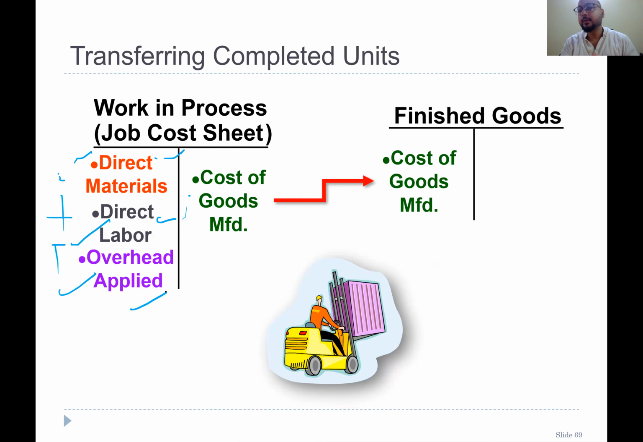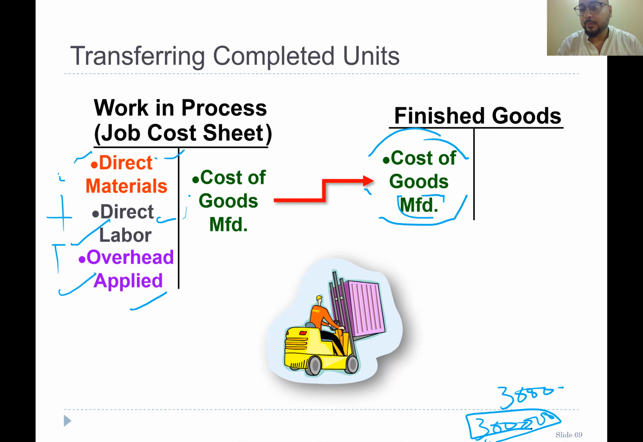So you add it, and that would be the cost of goods manufactured, not the cost of goods sold. Okay, we completed 3,000 units, and the cost is 300,000. So all this cost is going to be transferred here because we completed the manufactured goods. We manufactured the goods, right?